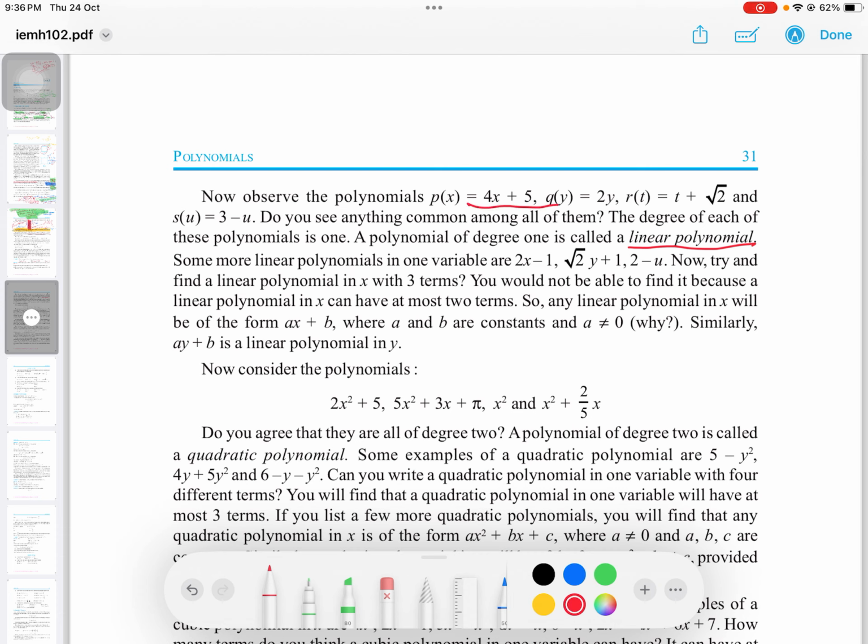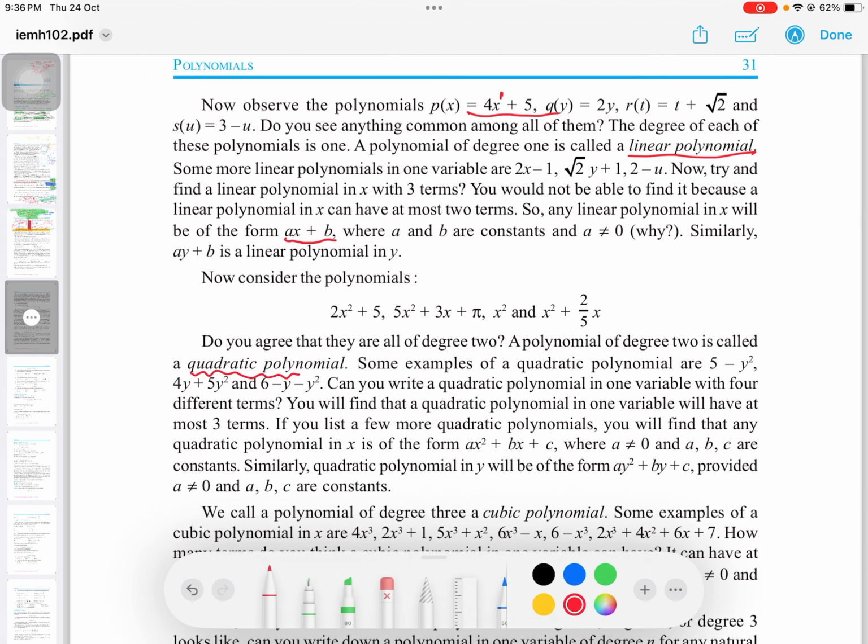Take any polynomial, its highest degree has to be 1, then only it's a linear polynomial. That's all there is to it. Very good. Its degree is 1, nothing more, nothing less. So the general formula for a linear polynomial in the variable x is this.